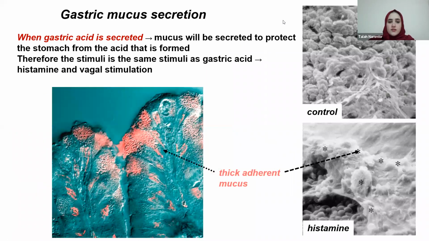Now guys, this slide is very easy. Same thing. Not gastric acid, here we have the gastric mucus secretion. So basically, when we're secreting gastric acid, the stomach has to protect itself. So how does it protect itself? By releasing mucus. So what we have to know is, the same stimulus that causes the release of the gastric acid will cause the release of the gastric mucus. Okay? Perfect.